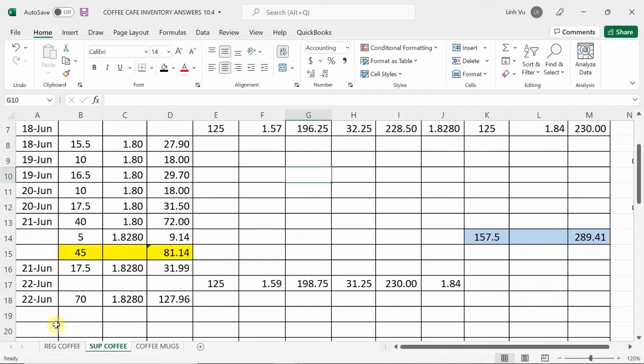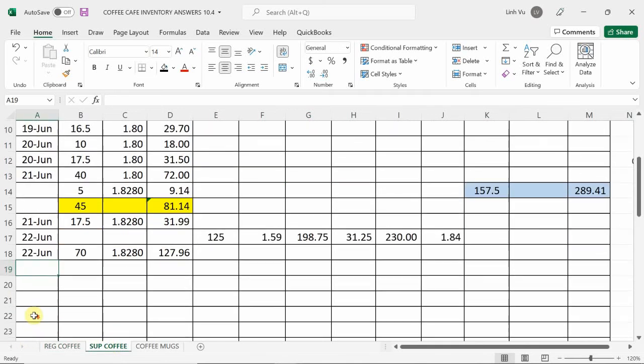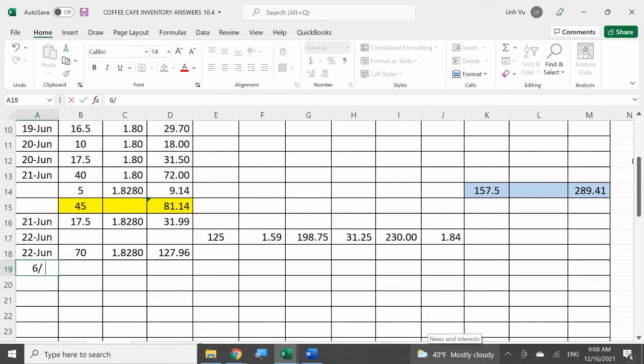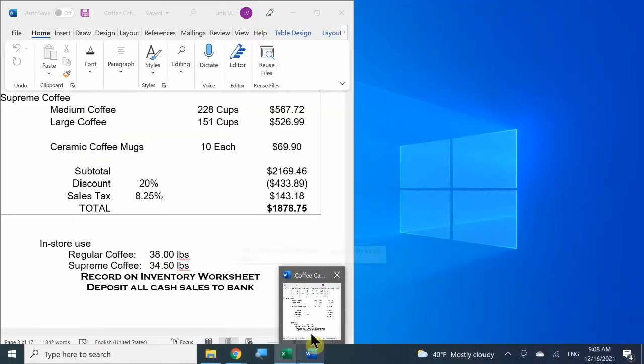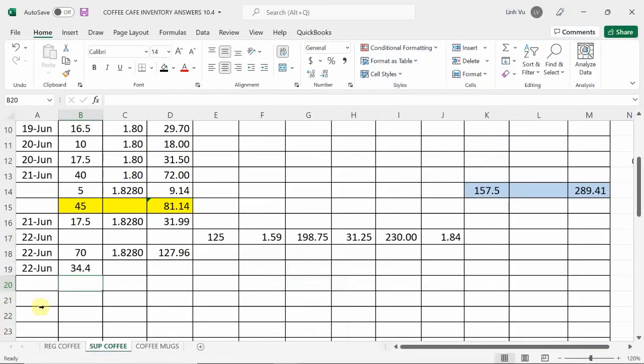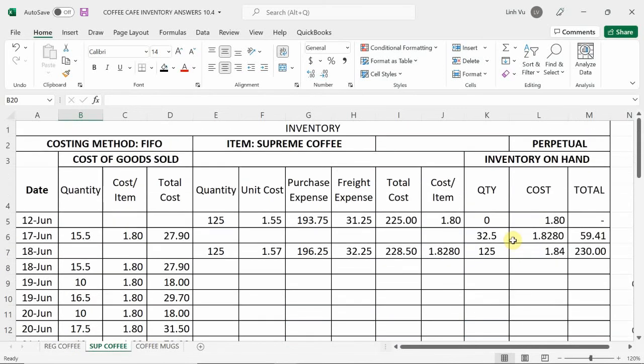Okay. Here for Supreme Coffee, we have 34 and a half, right? 34 and a half. Okay. Let's take a look at our batches of inventory. Do we have enough for 34 and a half? No, you have to use 2 batches. We have to split the batches. So here we already have one for 32 and a half.